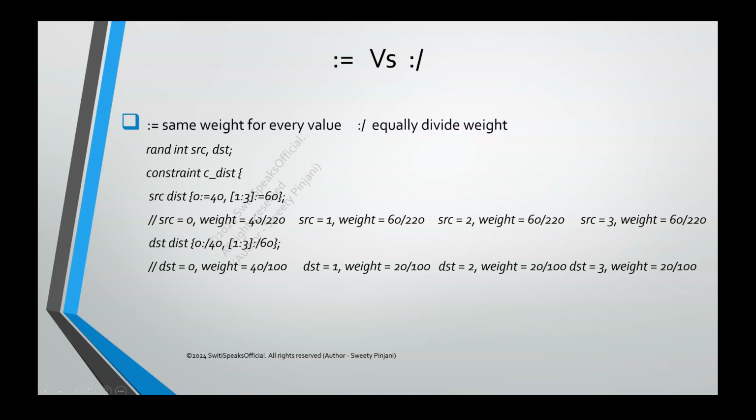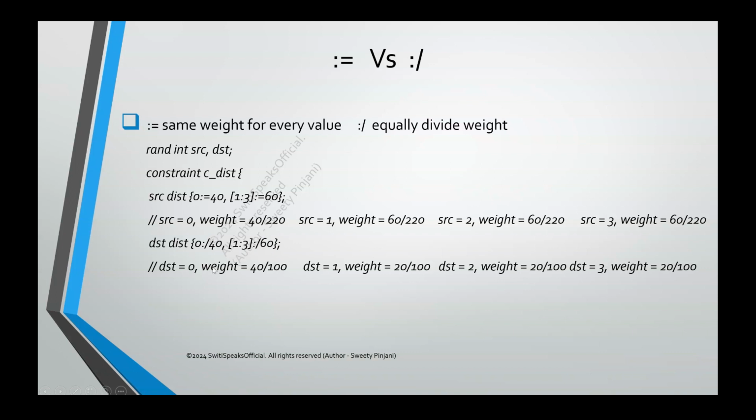Here, if you notice, this 60 was for each of these values. That's why we did 60 into 3, which was 180. 180 plus 40 was 220. But this 60 is the total weight for all these three values. That's why the total weight for these three values is 60 only. Plus 40, we have 100.